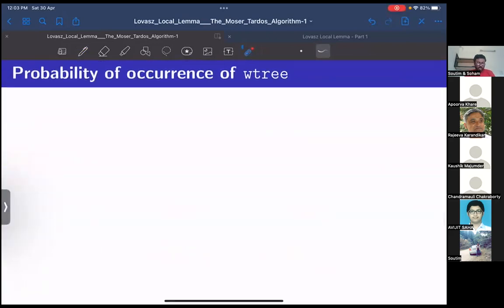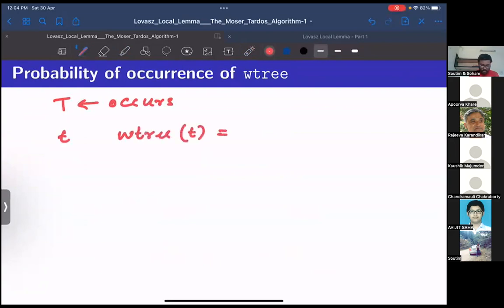So we have something called the probability of occurrence of a witness tree. What does that mean? Suppose I have a tree T. What does it mean that T occurs? It means that at some point, the witness tree at time point t is exactly equal to T. Then we say that T has occurred.